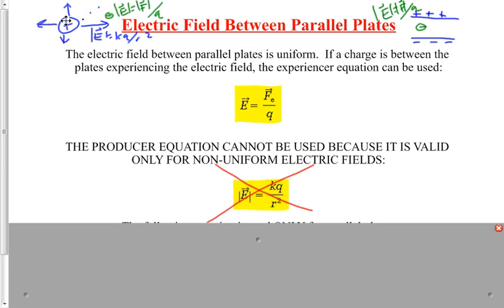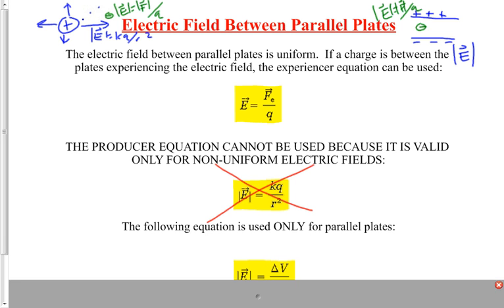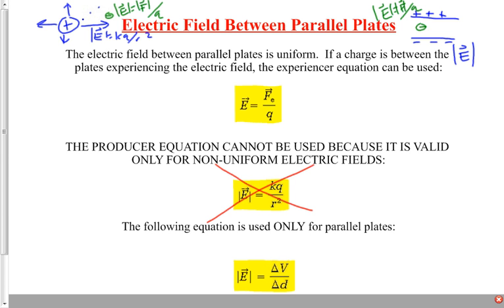Well, we better come up with something that we can use in that field then. We've still got the green equation, the one that describes the electric field experienced by something. But we need a new blue equation. The blue equation on the left-hand side describes the electric field caused by this point source. We need an equation that describes the electric field caused by these parallel plates. That equation looks like this: delta V over delta d.